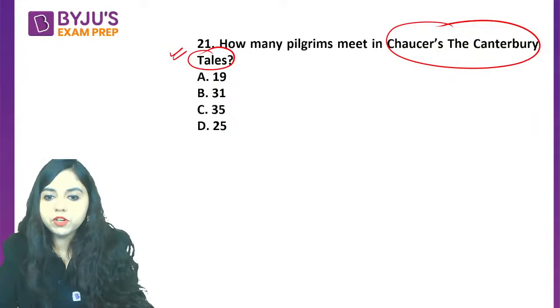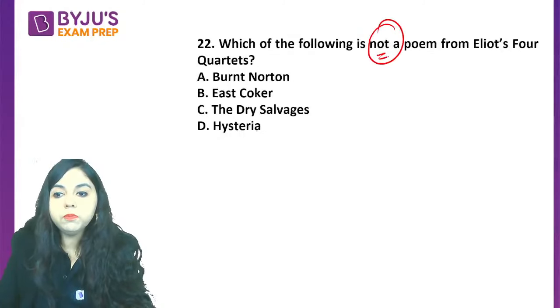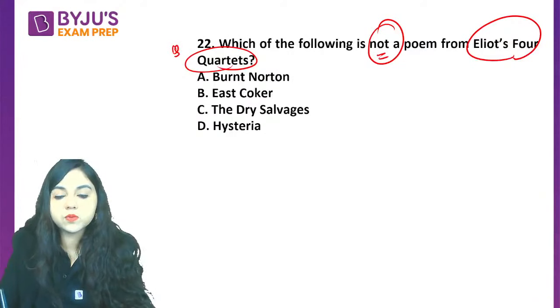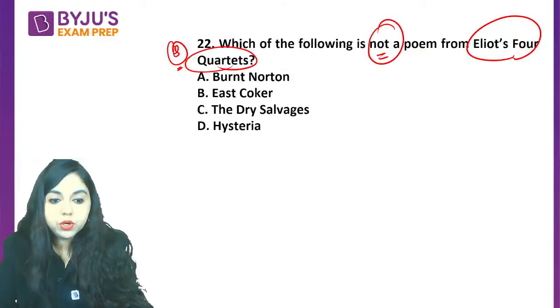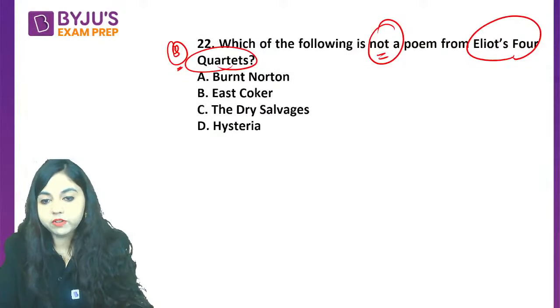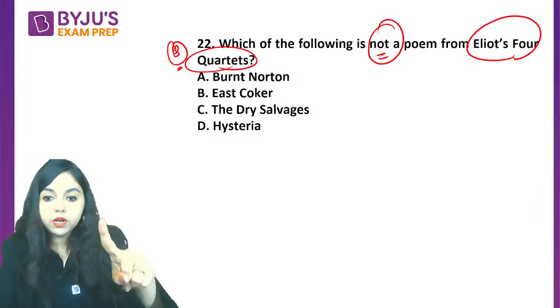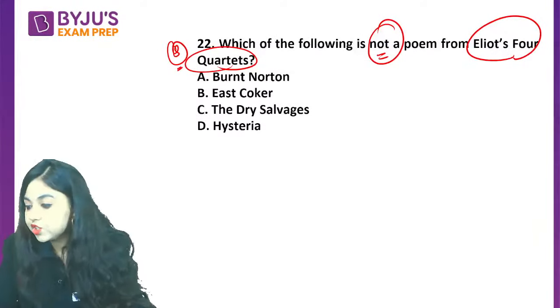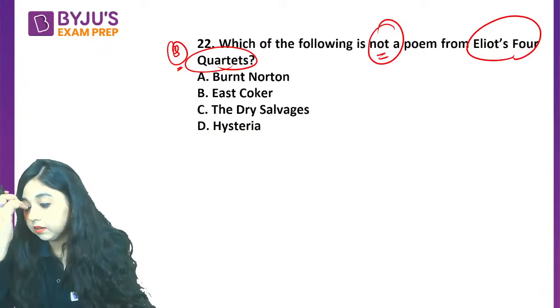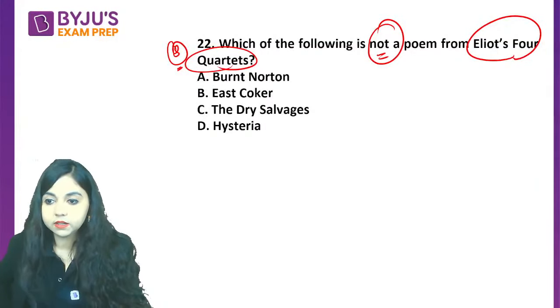Okay, so we will not spend too much time here. Which of the following is not a poem from Eliot's Four Quartets? This question definitely comes a lot these days in your exams. You should ideally know about the Four Quartets. T.S. Eliot's Four Quartets is a collection of four poems: Burnt Norton, East Coker, and others. Let's see how many of you are able to give the right answer here, and then we'll quickly discuss it.